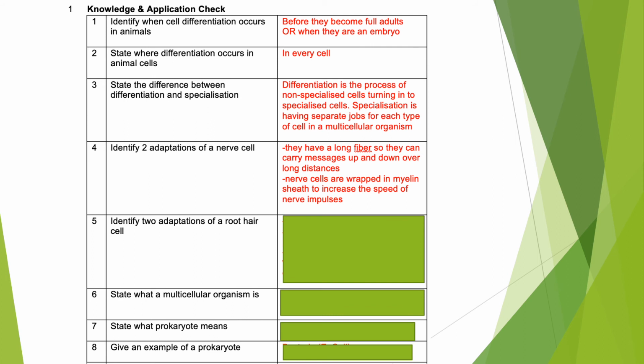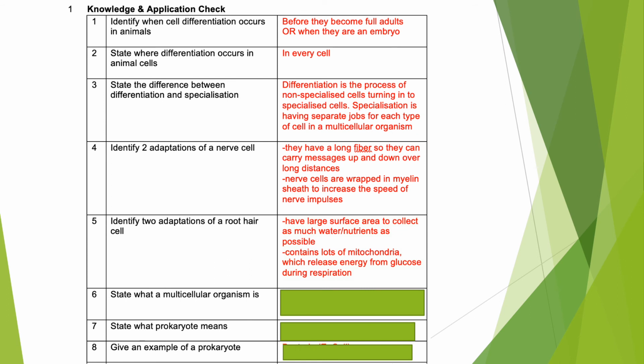Number 5, identify 2 adaptations of a root hair cell. One is that they have a very large surface area to collect as much water and nutrients as possible, and 2 is they have lots of mitochondria which release energy from glucose during respiration. Number 6, what is a multicellular organism? So very straightforward. It's an organism that has many different types of cells. So humans are considered multicellular organisms, which means that we have different types of cells all over our body.